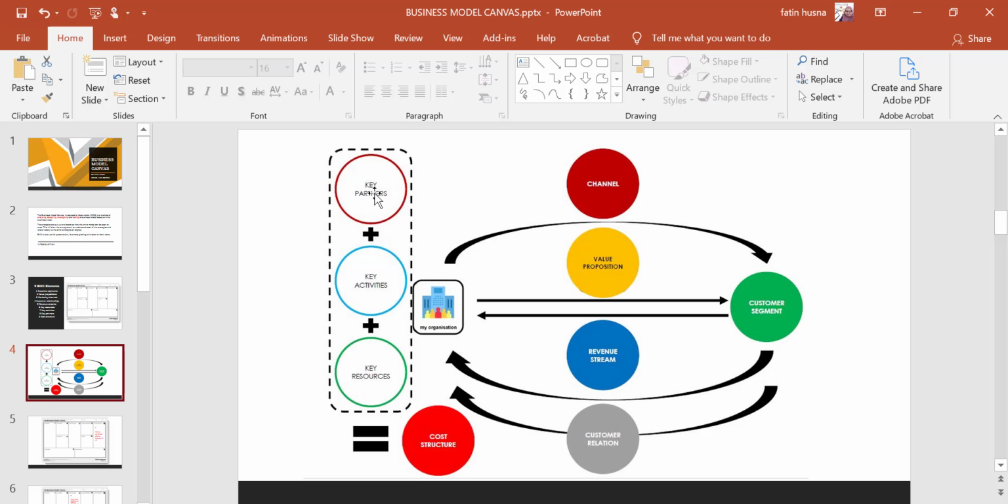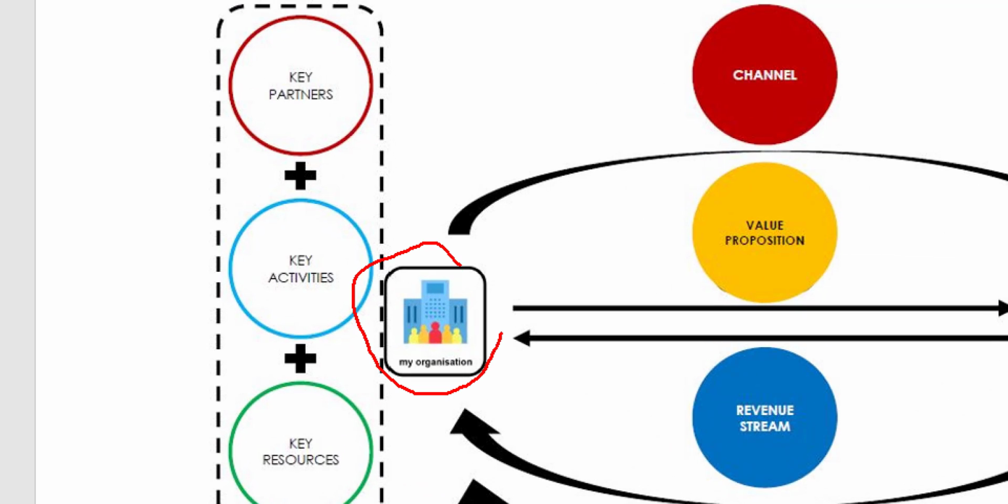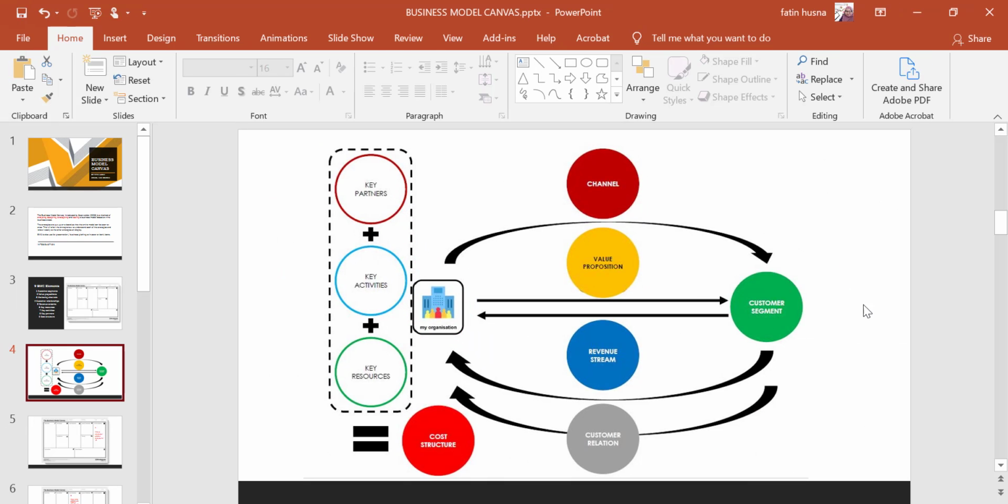But when it comes to key partners, key activities, and key resources, it's actually connected to your organization. So this one is connected to this one, okay? This one connected to this one, this one connected to this one. So basically, these three are talking about your business, okay?